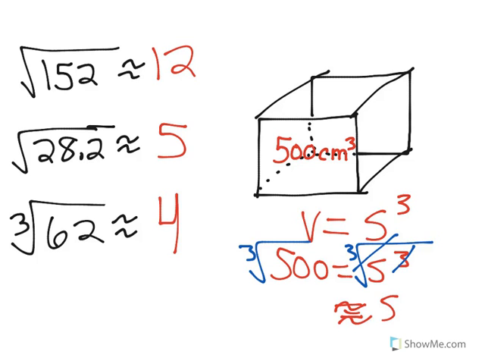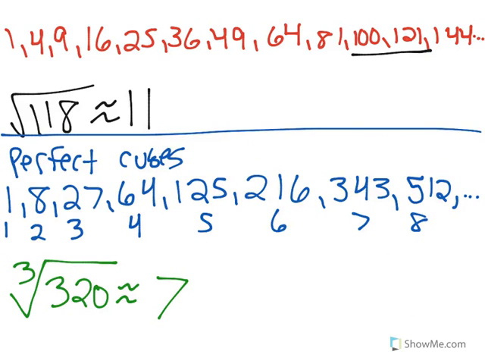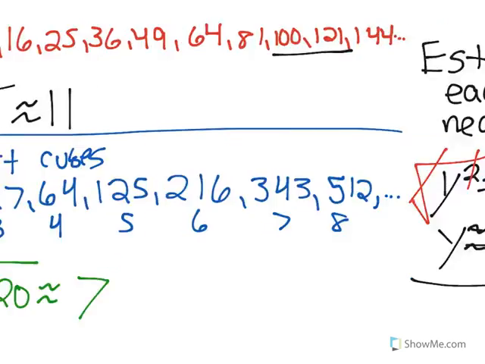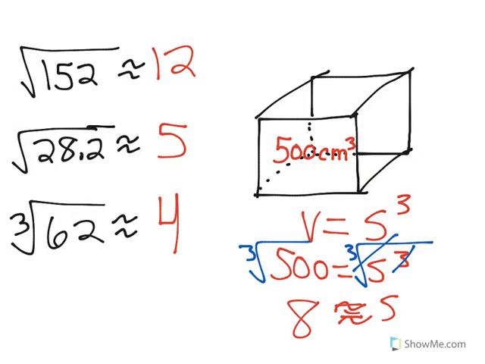And now we're rounding to the nearest whole number. On the left side, cube root of 500. We're going to check that list. That's really close to 512. Definitely closer than it is to 343, which tells us it's going to be approximately 8. So 8 centimeters. That is the side length of this cube.